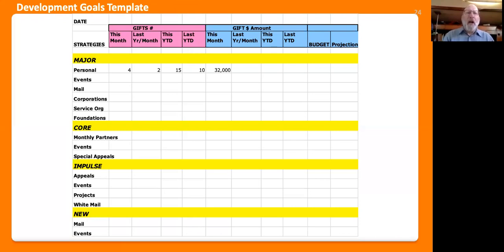Okay. Now, remember over on the left, I have major donors, core donors, impulse donors, and new donors. Okay. Then, so those are your 4 areas that you need to be structured in for your development strategic plan. Within those now are strategies. All right, so let's look at this.